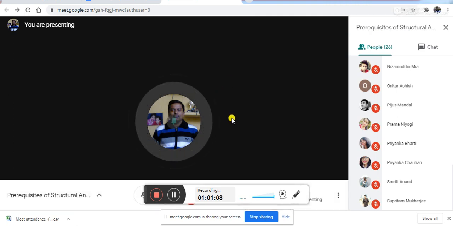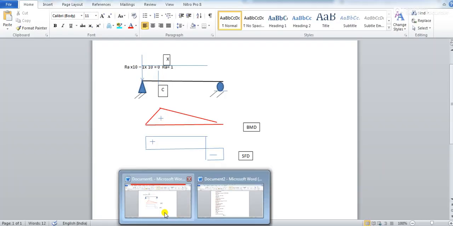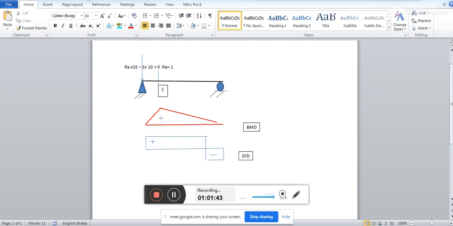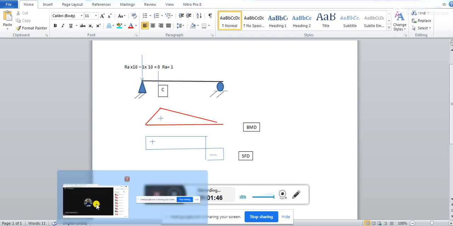I will not allow anyone without that. Anyway, forget it. Try to understand it well, okay? Look, when the load is here, then how much? RA into 10 minus 1 into 10 is equal to 0. So RA is equal to 1, right? So RA is going to be equal to 1.